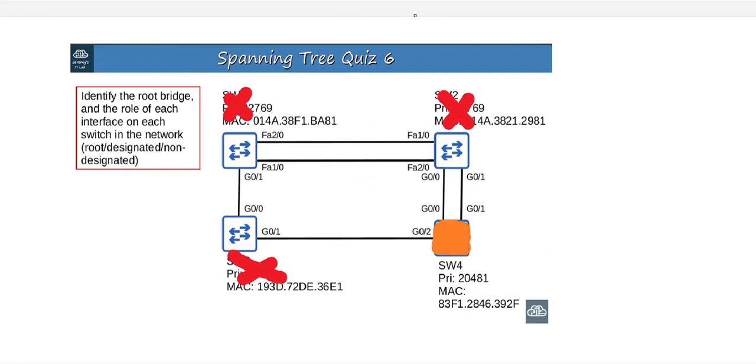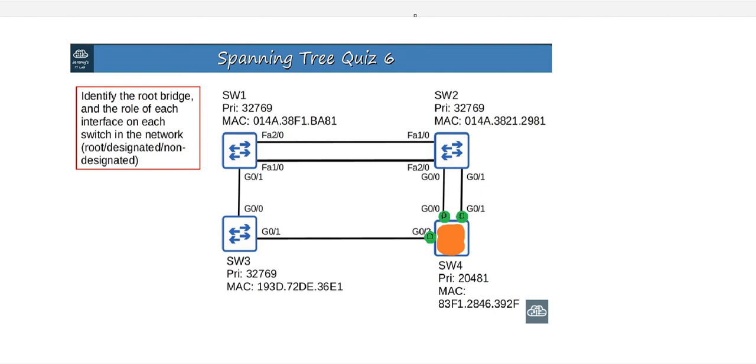Now after finding the root bridge, you can then assign all of its interfaces as designated. So this interface and this interface are going to be designated. We have designated ports and root ports, and they are in a forwarding state. And so now we can label them as designated.